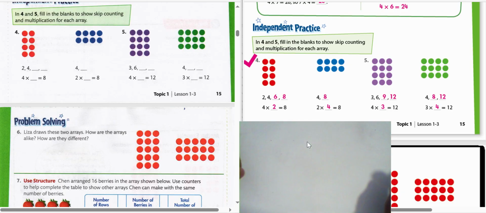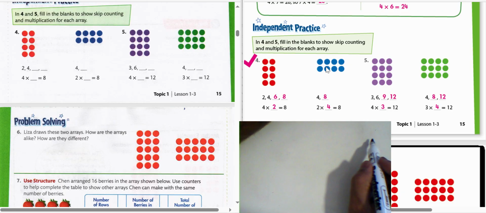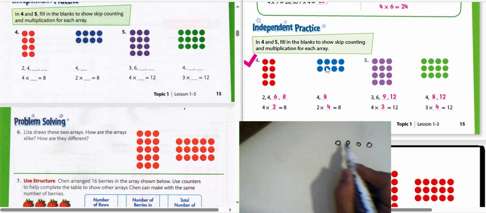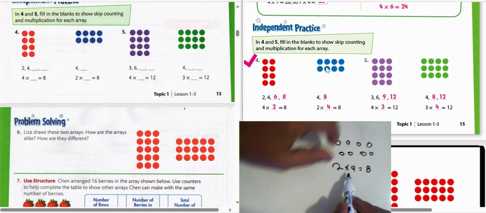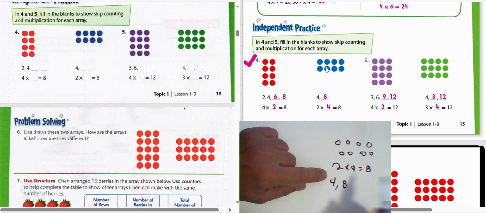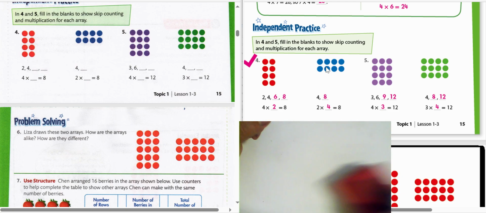And next question here. We have 2 rows, and 1, 2, 3, 4 elements in each row. Then we can write 2 times 4 equals 8. We can count starting from 4: 4 plus 4 equals 8.